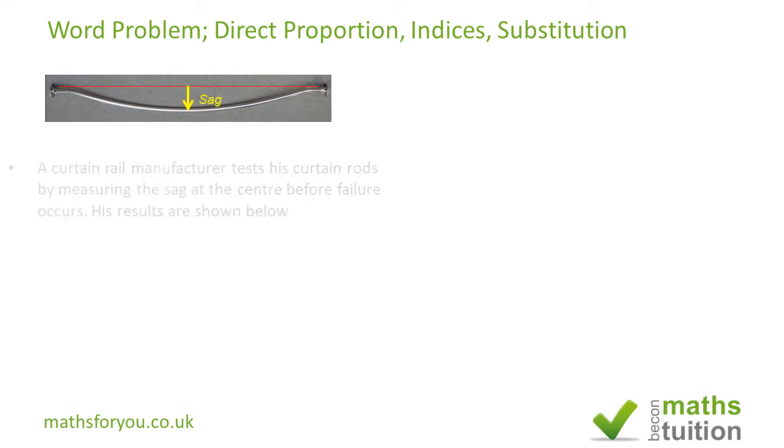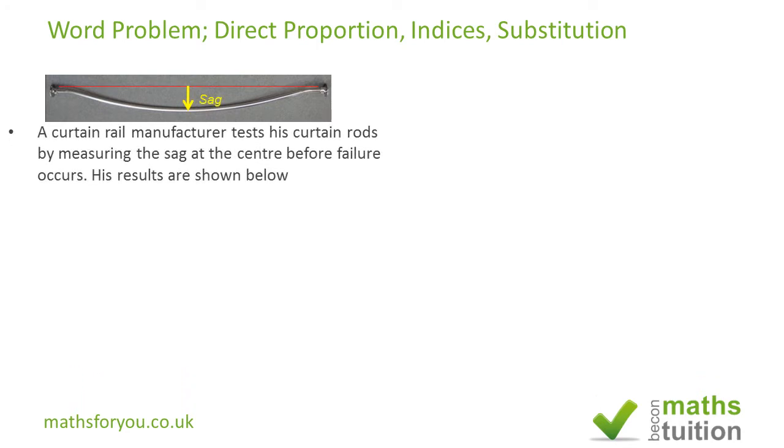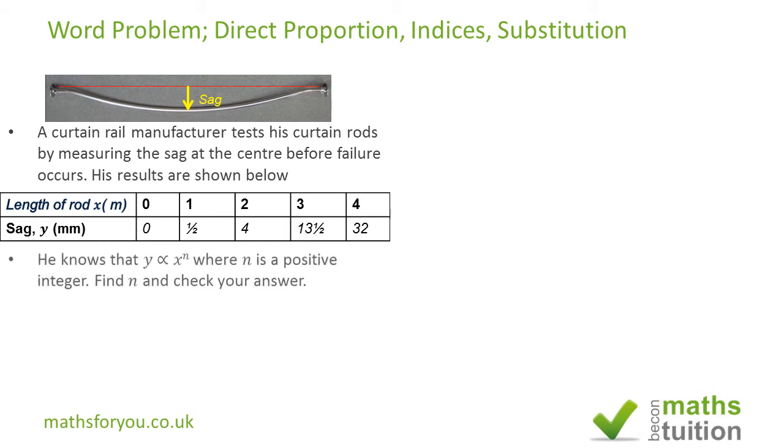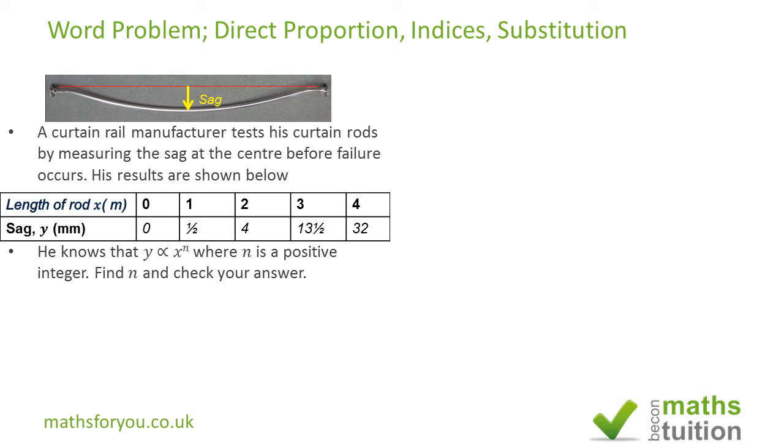And what you've got here is a cutting rod manufacturer tests its cutting rods by measuring the sag at the center before failure occurs. Now his results are shown below, and we've got the length of the rod x in meters there, and the sag in the middle y in millimeters there. Okay, and he then says he knows that y is proportional, in other words the sag is proportional to the length of the rod raised to the power n, where n is a positive integer. And he says find n and check your answer.